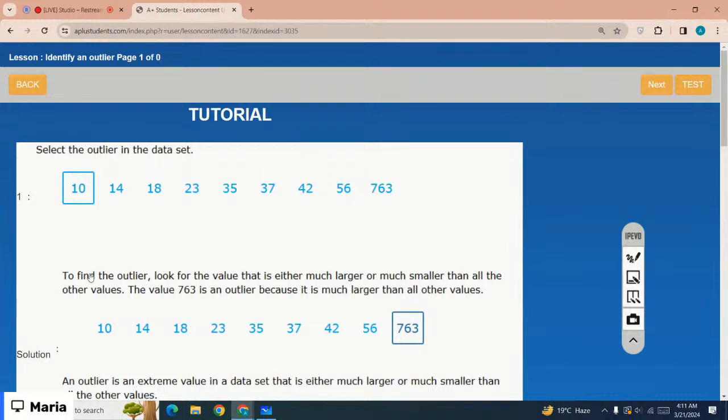763 is the outlier in the data set, right? Because that is an extreme value that is much larger than the other numbers. The other numbers are two-digit numbers, but 763 is a three-digit number, and it is much greater than the rest of the values, right? Okay, let's just start with the test questions.